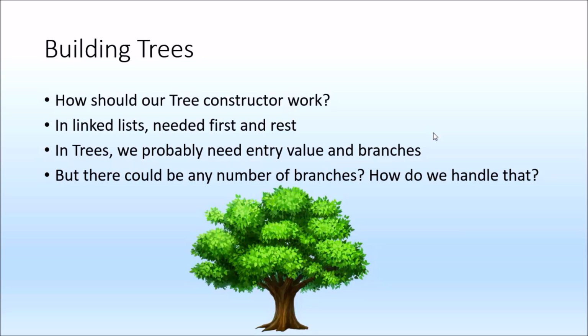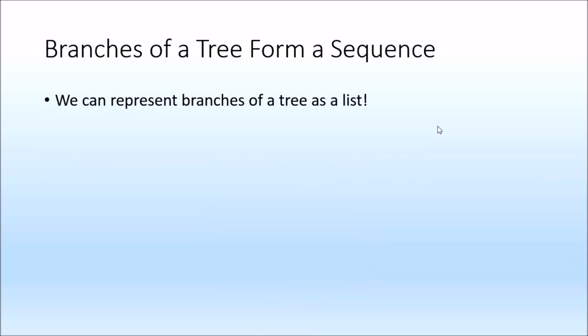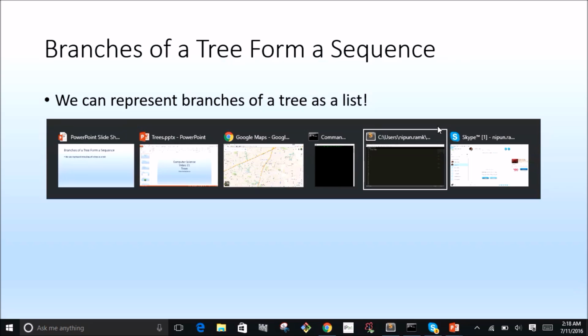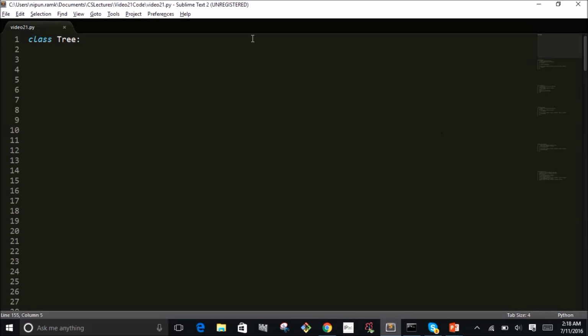So I want you to think about this question for a little, and I'm going to spoil the answer in 3, 2, 1. What we can basically do is represent the branches as a sequence, and one of the easiest sequences to work with is the list. So we can represent branches as a list. So now, using this idea, we're going to build our first tree data structure.